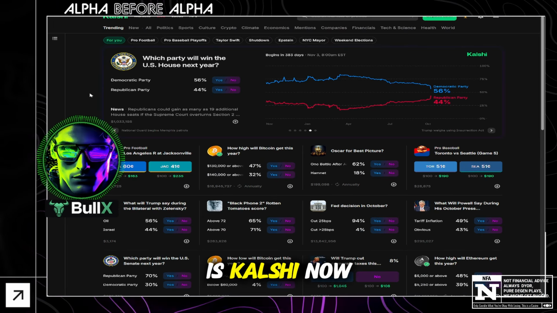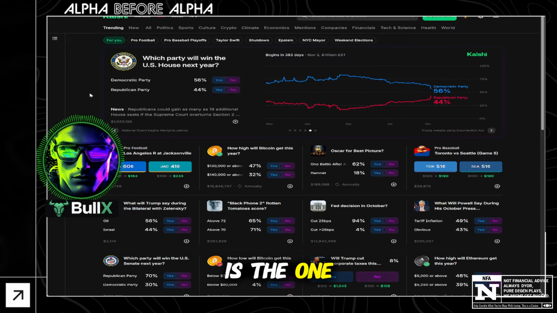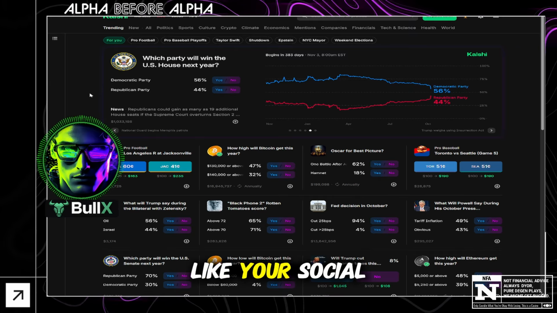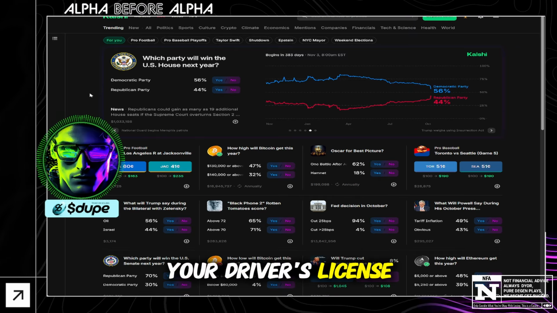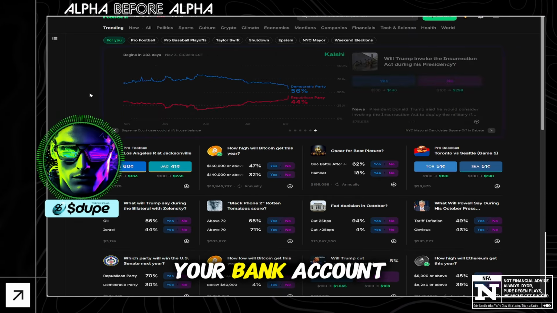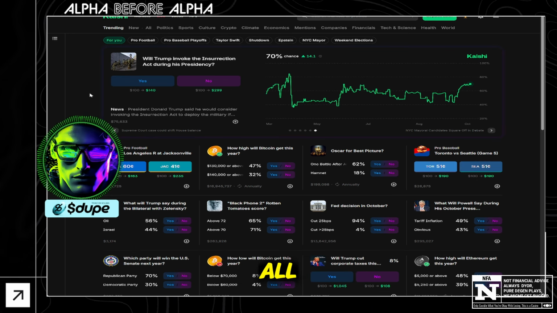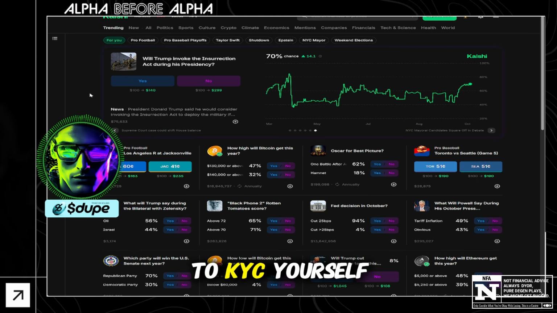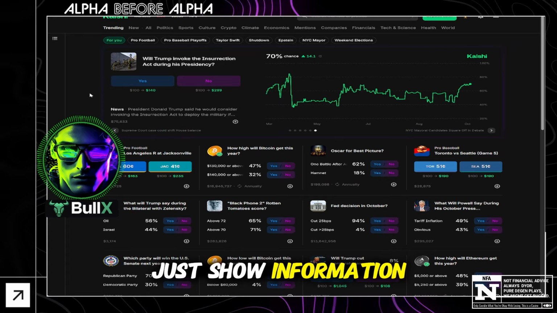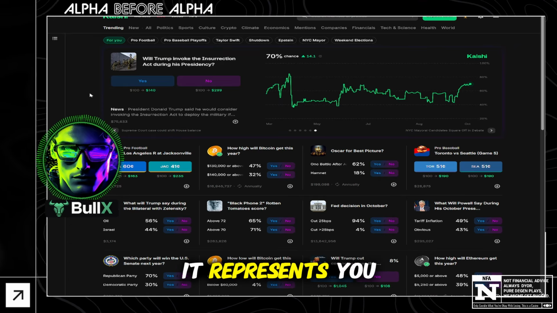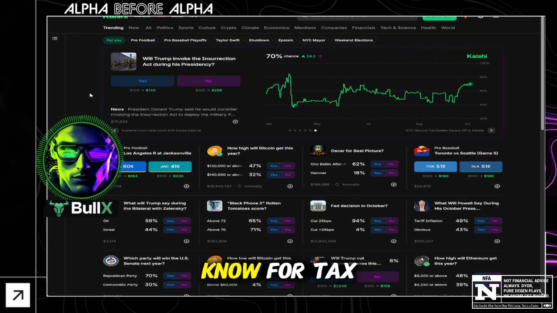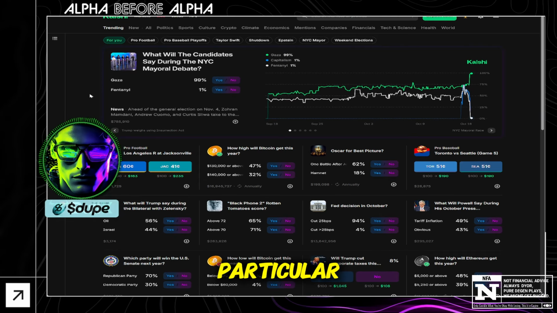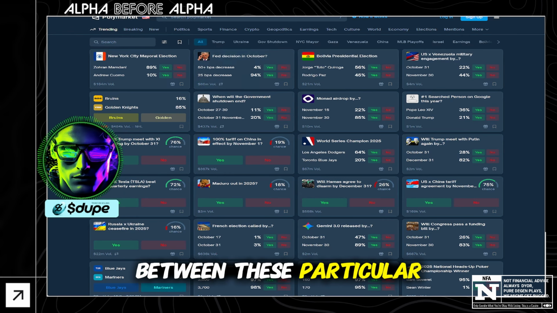The next one is Kalshi. This one in particular actually requires you to enter your information, like your social security number, your driver's license, your bank account. It doesn't require all of those to be connected, but you're going to have to KYC yourself and show information that represents you. And this is, of course, as you guys know, for tax purposes. So that is Kalshi, and that is the main difference between these two.